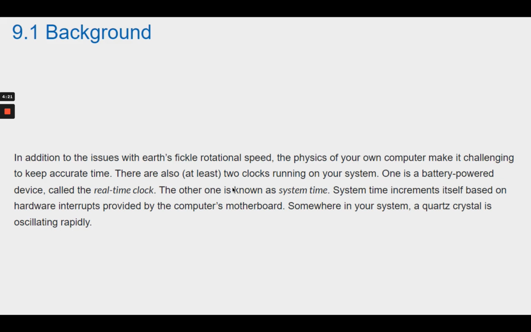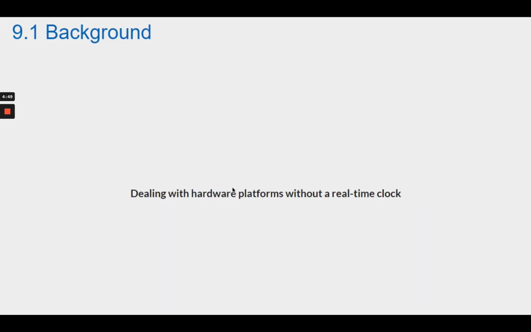In addition to the issues with the Earth's fickle rotational speed, the physics of your own computer make it challenging to keep accurate time. There are also, at least, two clocks running on your system. One is a battery-powered device called the real-time clock. The other one is known as system time. System time increments itself based on hardware interrupts provided by the computer's motherboard. Somewhere in your system, a quartz crystal is oscillating rapidly.